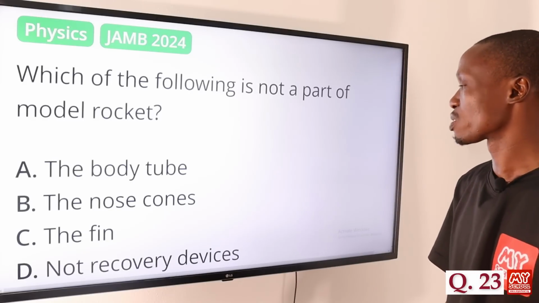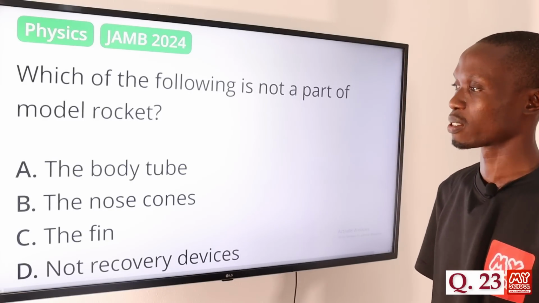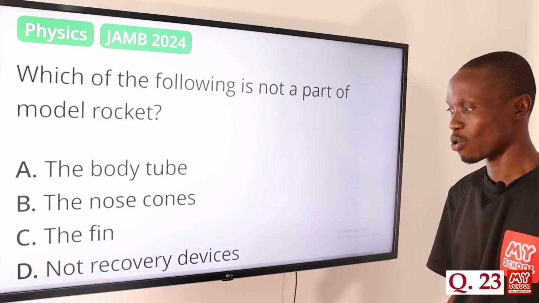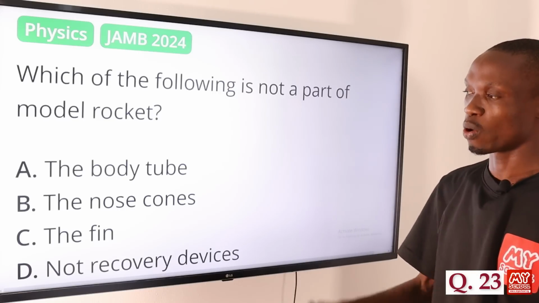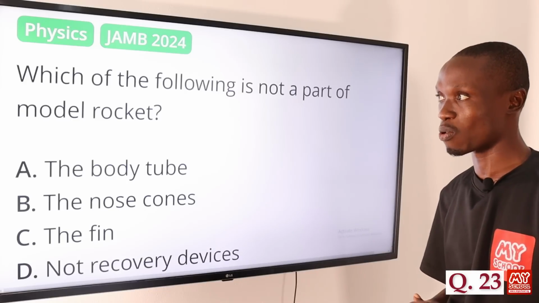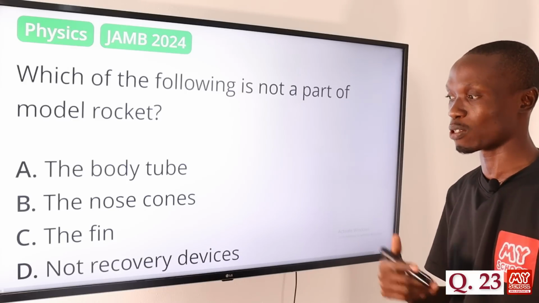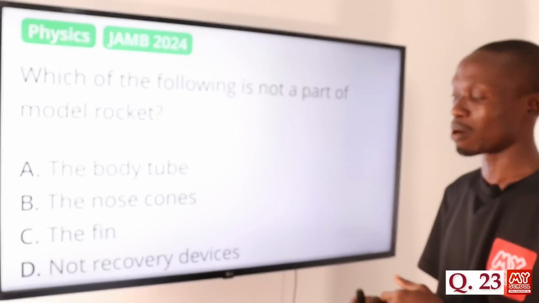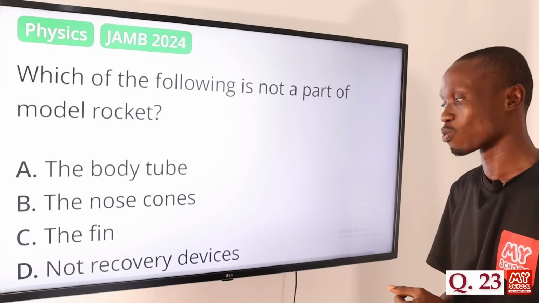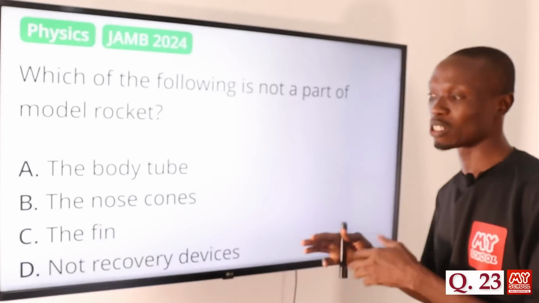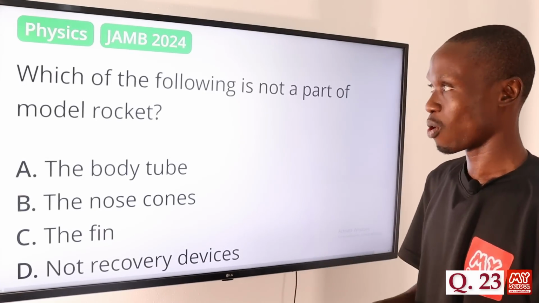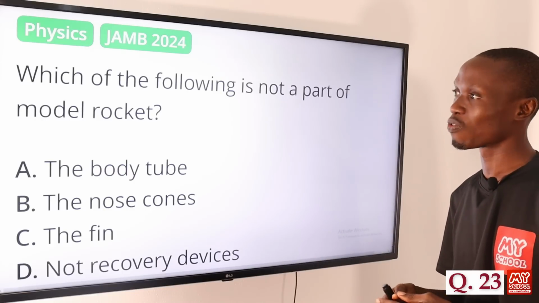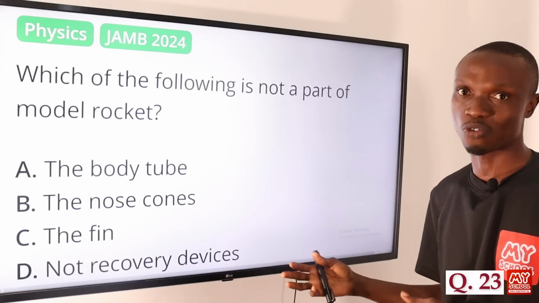Question 25. Which of the following is not a part of a model rocket? A, the body tube, B, the nose cone, C, the fins, D, not recovery devices. Option A, the body tube, is part of a model rocket, B, the nose cone is also part of a model rocket, and C, the fin is also part of the model rocket. But in a model rocket, there's nothing like not recovery devices, although we have recovery devices such as parachutes and streamers. So option D is the one that is not part of a model rocket.